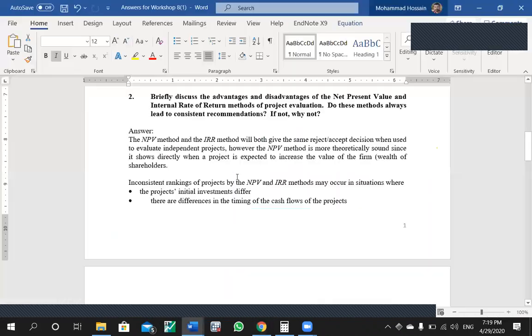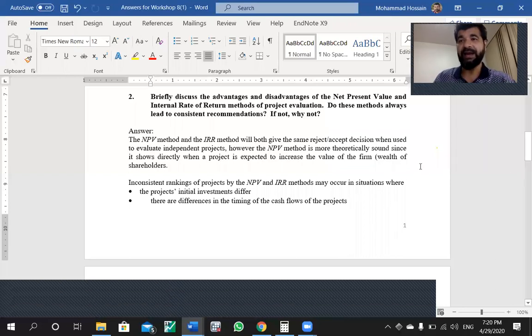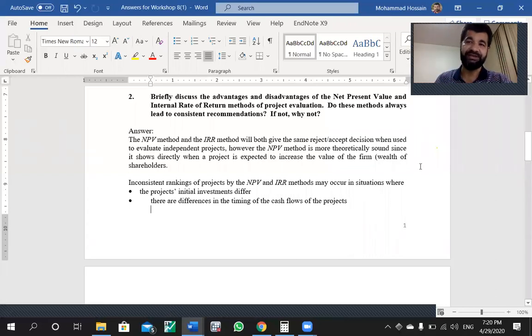Okay, let's move on. So they briefly discuss the advantage of net present value. So yes, the answer is net present value and internal rate of return method of project evaluation. They want you to compare these two things: NPV and IRR, in terms of advantage and disadvantage. So this says advantage.